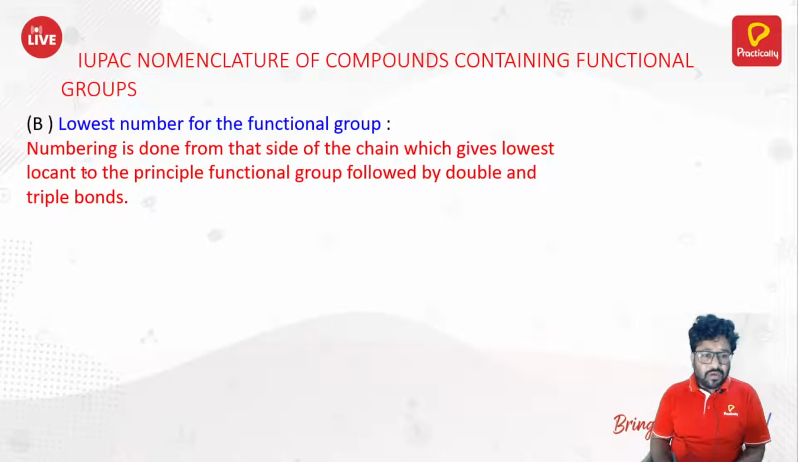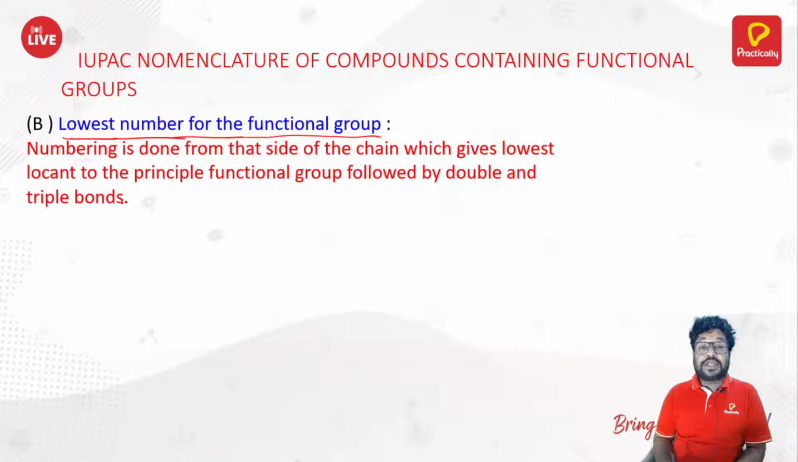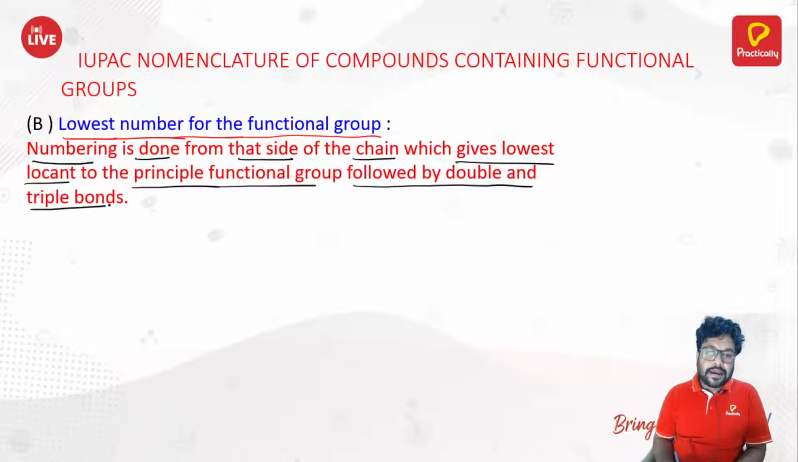Now, what is the second rule? The lowest number for the functional group. As I told you, your functional group should always have as low a number as possible. So your numbering is done from that side of the chain which gives the lowest locant to the principal functional group, followed by double and triple bond. Okay, let's take an example of this.